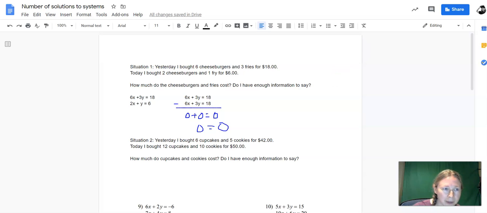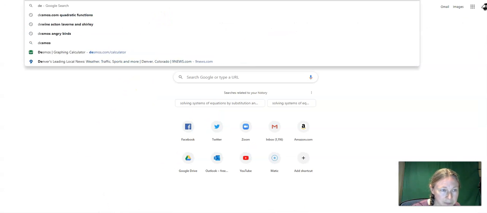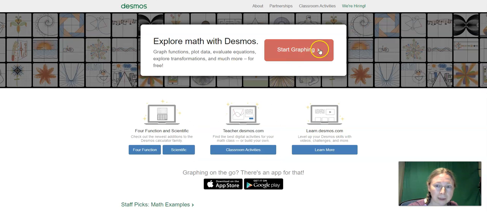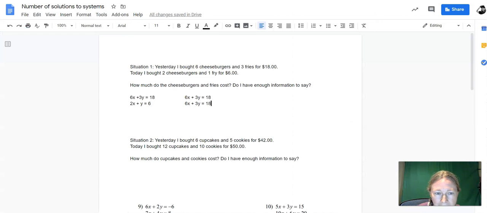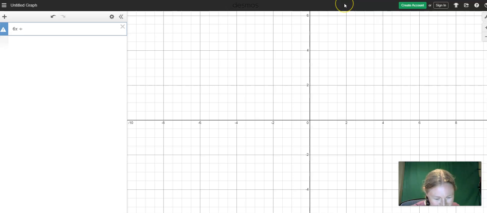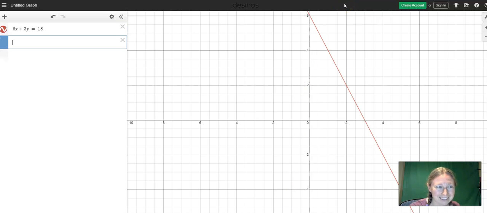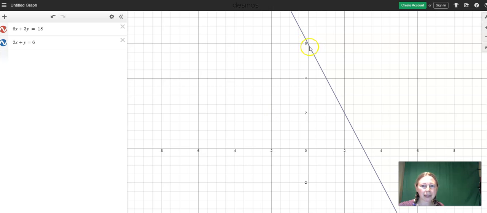So I'm going to go over to another tab, and I'm going to go to Desmos to do graphing. So desmos.com. And let's put both of those plots into Desmos. So we've got 6x plus 3y equals 18. Okay, next we've got 2x plus y equals 6. So I graphed both of those lines, and oddly, those lines are the same line. My red line and my blue line completely overlap each other.